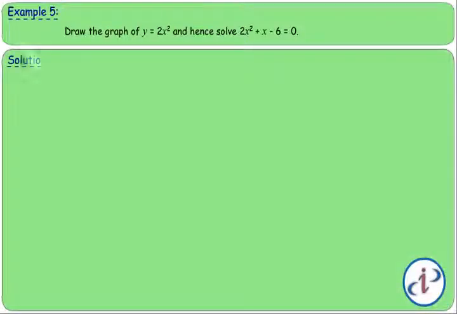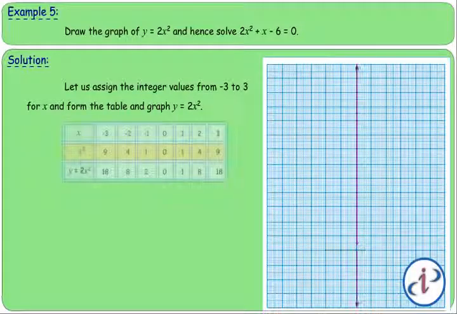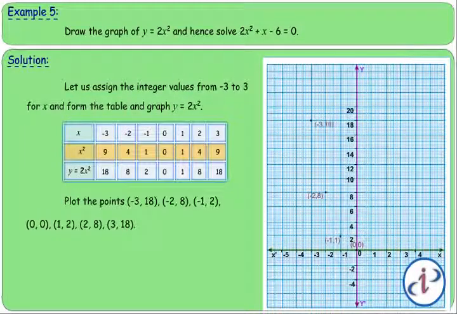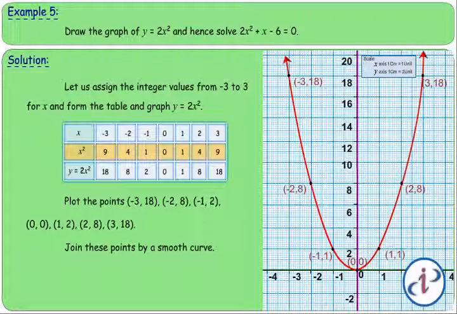Example 5. Draw the graph of y = 2x² and hence solve 2x² + x - 6 = 0. Solution. Let us assign the integer values from -3 to 3 for x and form the table and graph y = 2x². Take the graph paper and plot the points which are obtained in the table. Now join these points by a smooth curve.